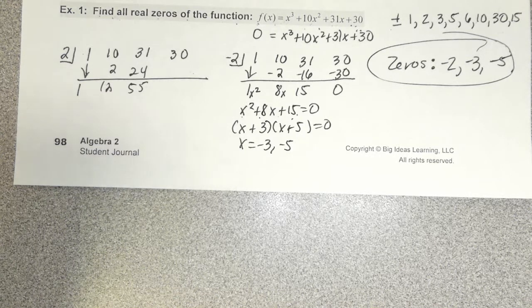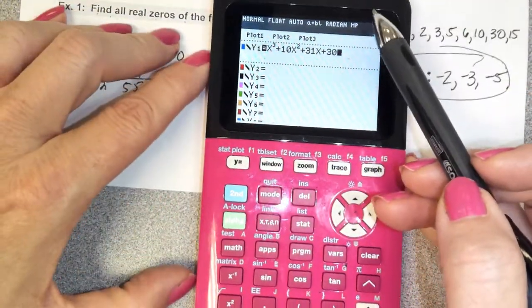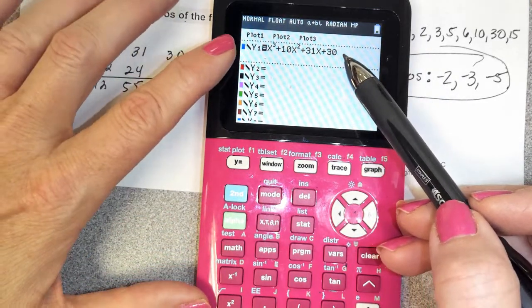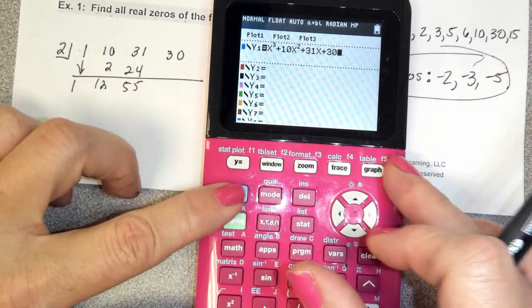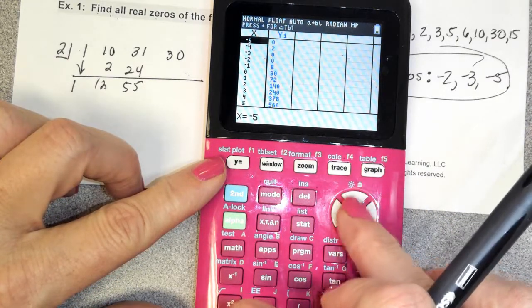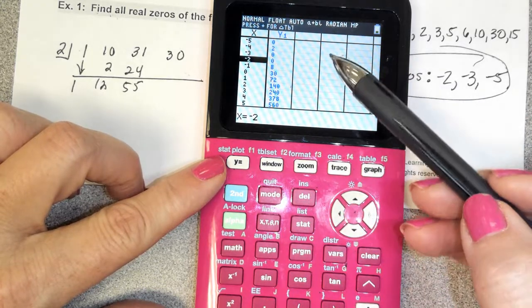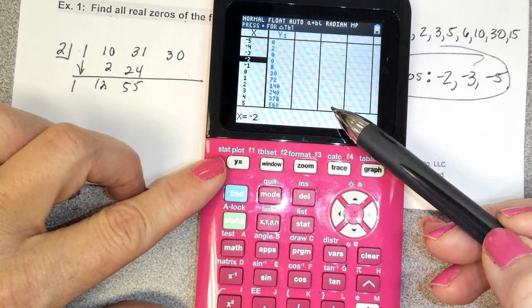Now, guys, remember all of the methods we have here. Let me show you something else we could have done. If this problem had been on the calculator part, and I want to find the zeros, I can put it into my calculator. If I look at my table, can you see the zeros? Negative 5, negative 3, negative 2. See how those are my 3 zeros?